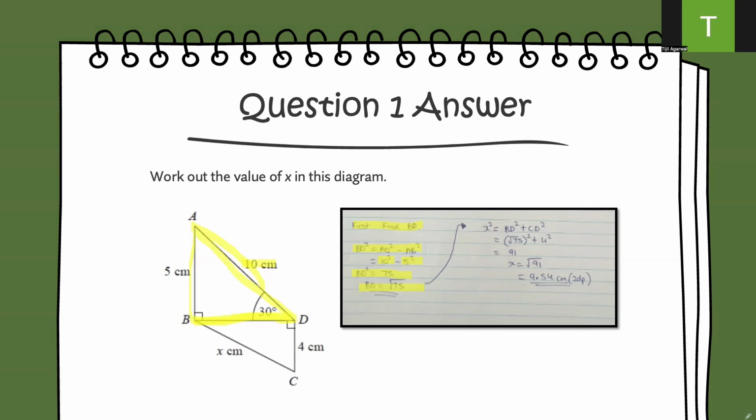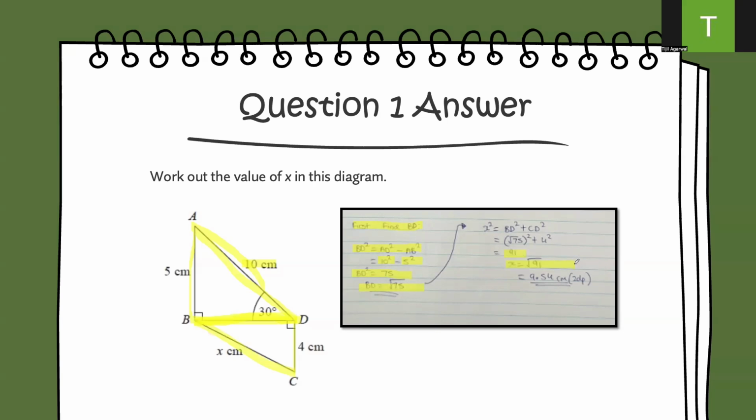So now that we've got the length of BD, we can find the length of x, right? We know x is the hypotenuse. So x squared is going to be equal to this side squared, BD squared, plus CD squared. Okay, so BD is what we calculated, so that's root 75 squared, plus CD is already given to us as 4 centimeters. So root 75 squared is just 75, and 4 squared is 16. So that gives us 91. And that means that x is equal to square root of 91.